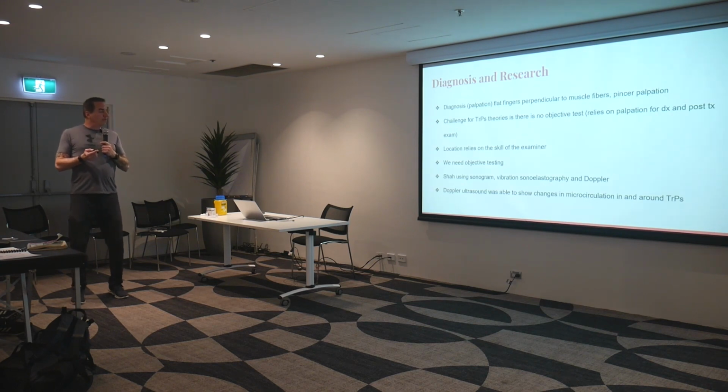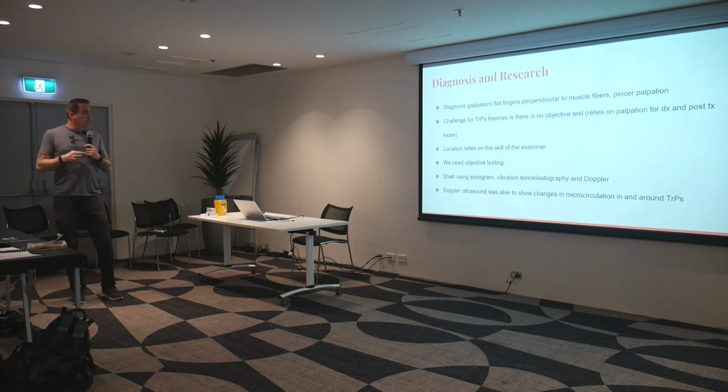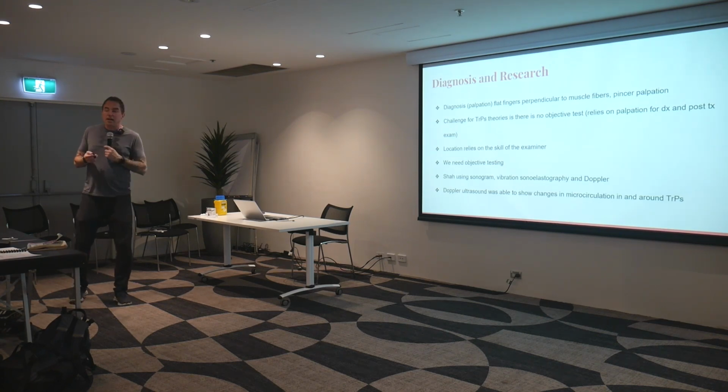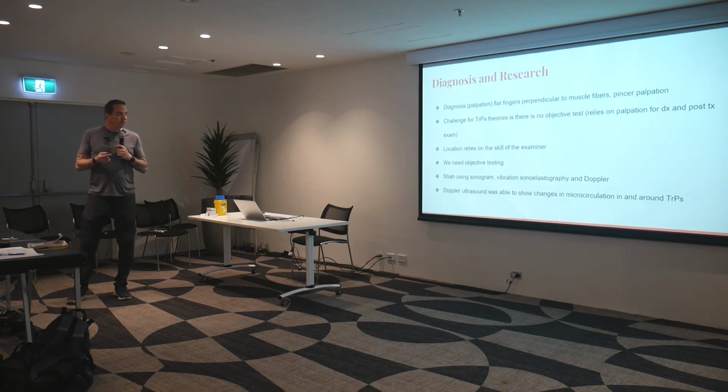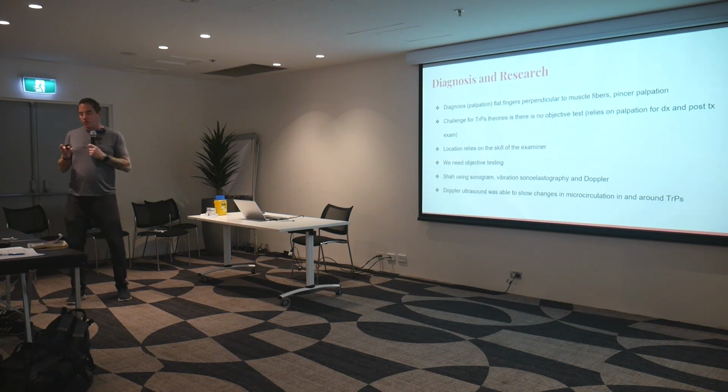So if you know J.P. Shaw, J-A-Y is the first name, P is the middle initial, Shaw is his last name. He does a lot of research in the US on trigger points. And he uses sonogram, vibration sonoelastogram, and Doppler to try to visualize where the trigger points are. He used Doppler ultrasound to show changes in microcirculation in and around the trigger point.